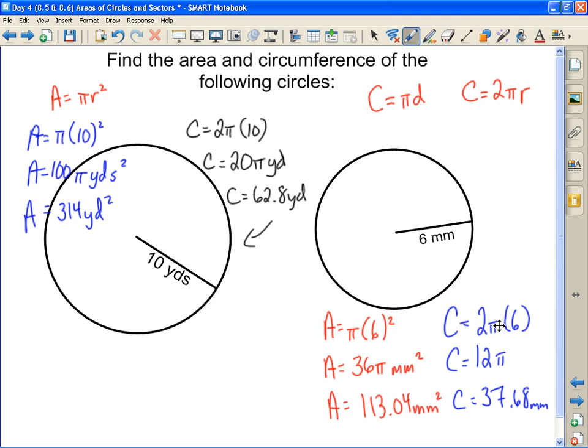Now in class we're going to take this one step further. Instead of finding the area of the whole circle, we're going to find areas of sectors, which is parts of circles. And so I want you to kind of think about how you would find the area of part of a circle if you knew the angle that it was made up and stuff like that. And we'll talk more about that when we get in class.